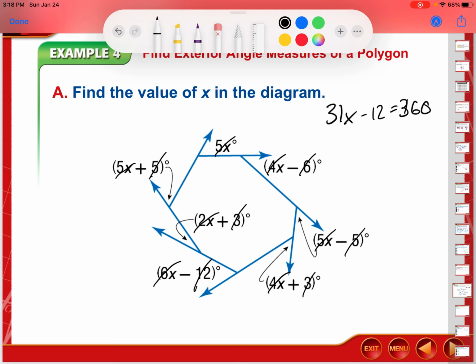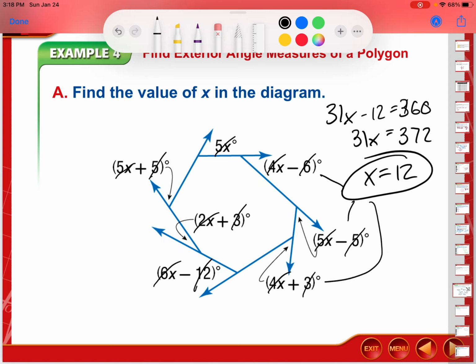So add 12 to both sides. 372 equals 31x. So 372 divided by 31 equals 12. x equals 12. Now it just wants us to find x for this one, so we don't actually have to plug this back into each individual angle, which would be brutal. Fortunately, we're just finding x in this case.